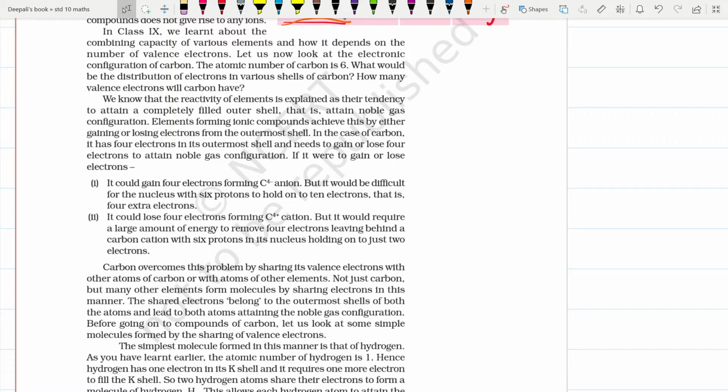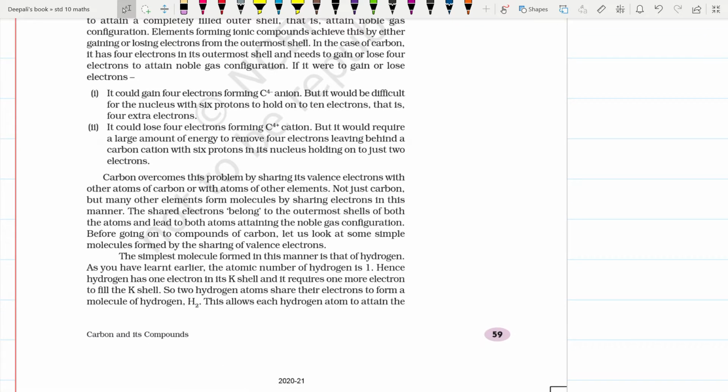And if it were to lose electrons, forming a C4 plus cation, it would require a large amount of energy to remove 4 electrons, leaving behind a carbon cation with 6 protons in its nucleus holding on to just 2 electrons. So carbon overcomes this problem by sharing electrons with other atoms of carbon or with atoms of other elements. Not just carbon, but many other elements form molecules by sharing in this manner. The shared electrons belong to the outermost shell of both the atoms and lead to both atoms attaining the noble gas configuration.